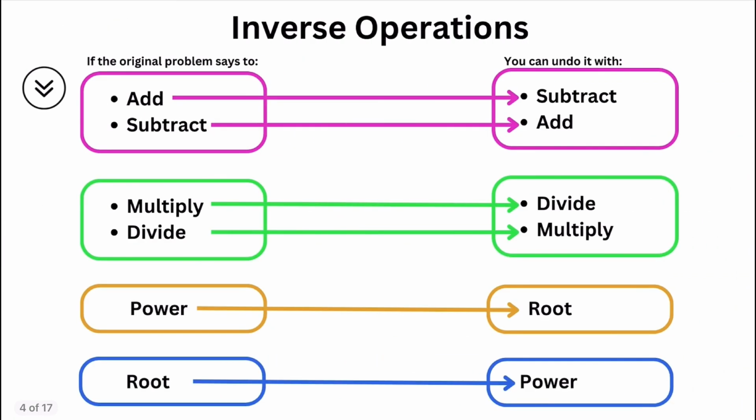So remember, these are inverse operations that we use whenever we need to undo something that's in a problem. So if the original problem says to add, we're going to undo it by subtracting. And remember that generally we follow the operations in this order. It's kind of like reverse order of operations, but we may need to adjust the order a little bit depending on how our problem is set up.